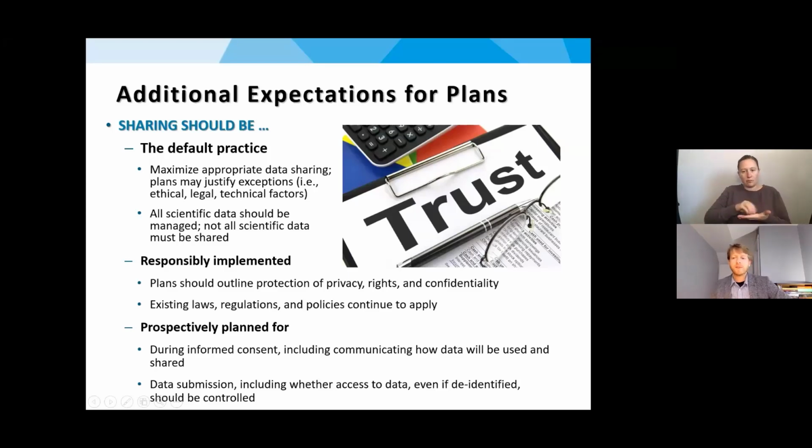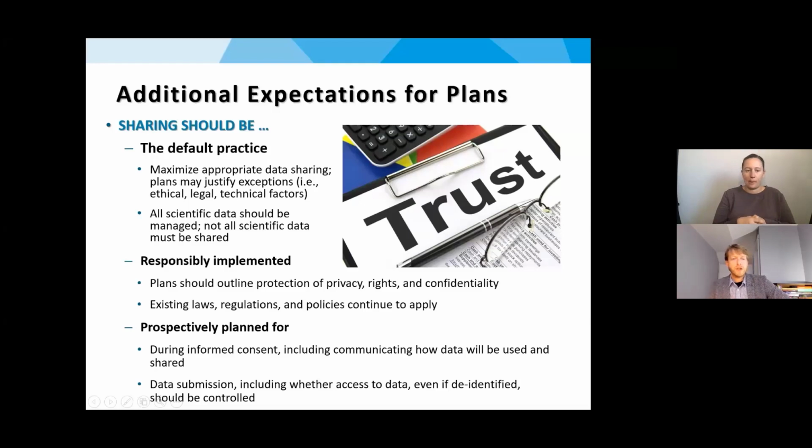But the policy describes 3 categories of reasons why sharing may be limited to some degree, specifically for ethical, legal, or technical factors. So while all scientific data should be managed, not all scientific data must or can be shared. And sharing should always be responsibly implemented. And the policy and supplemental information expect that plans will outline how research participants' privacy, rights, and confidentiality will be protected in data sharing.